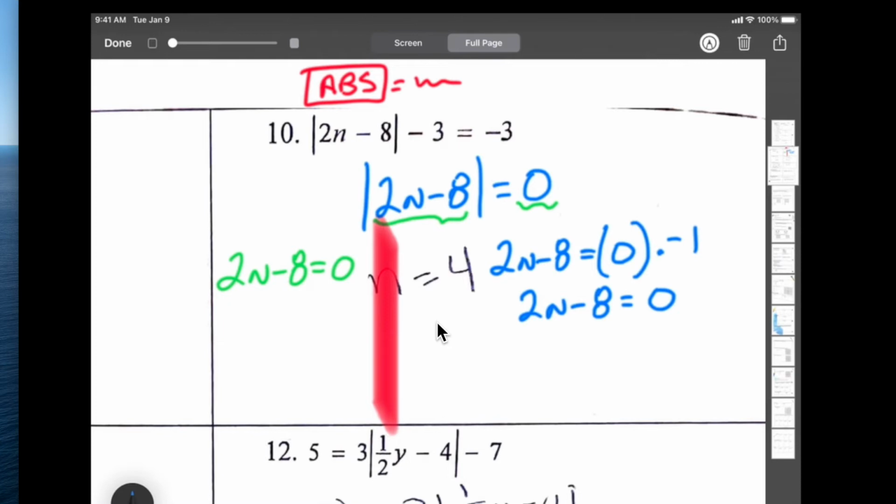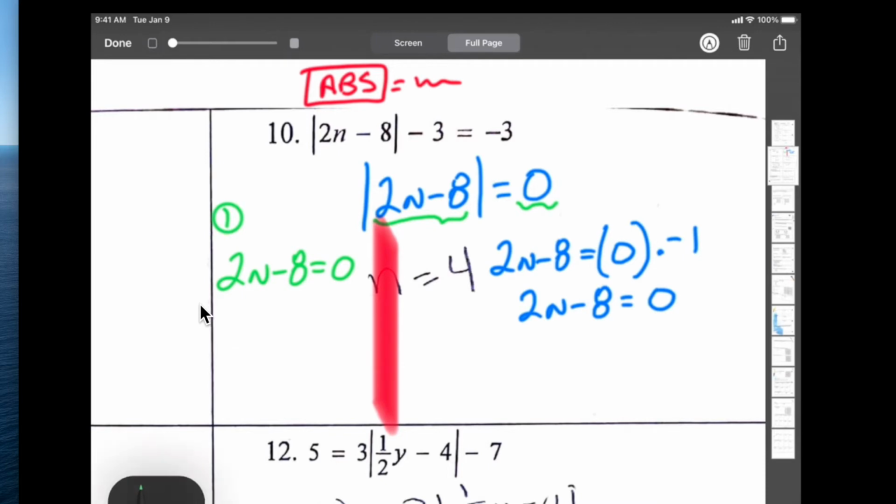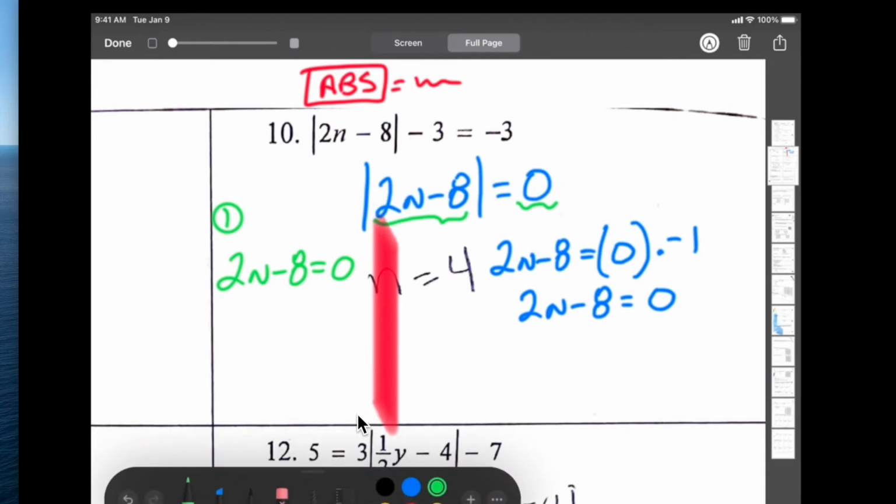So let's review. Whenever you see an absolute value problem, the first goal is to get this construction, absolute value by itself, equal to stuff on the other side. Okay? That's what we did. We took this -3, we moved it to the opposite side, and we combined and we got 0. Next, you set whatever is inside the absolute value equal to what you have on the other side. Okay, that's part 1.